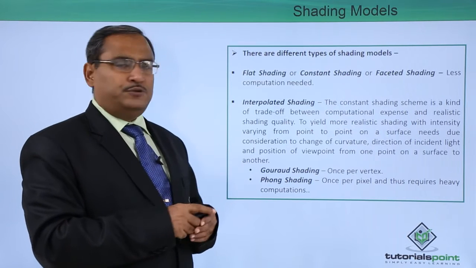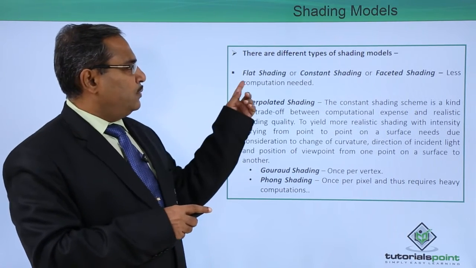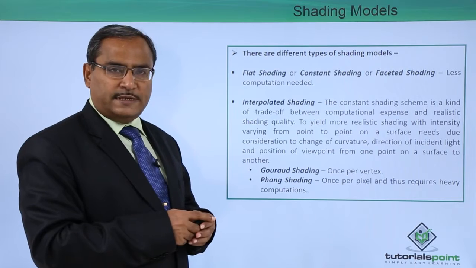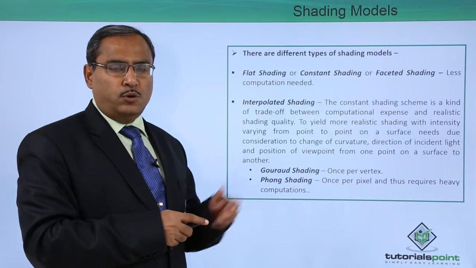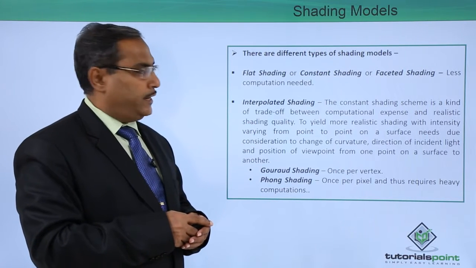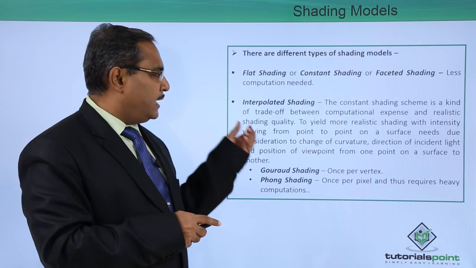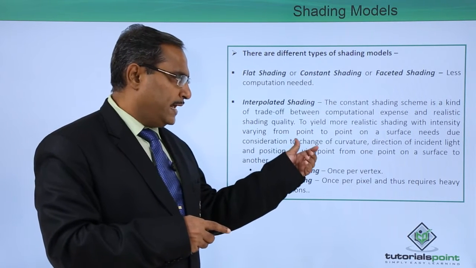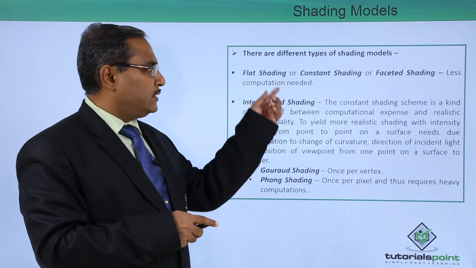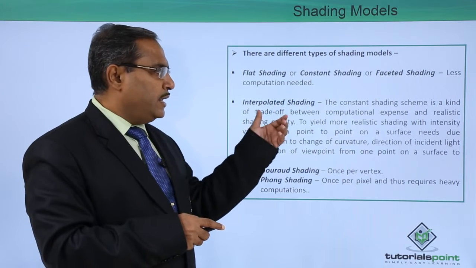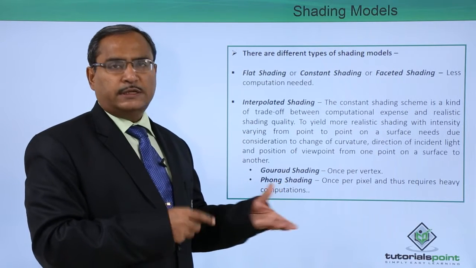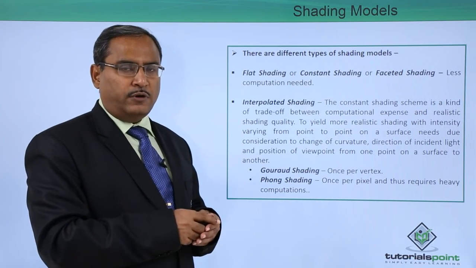So there are different types of shading models. The first one we are considering is flat shading, or constant shading, or faceted shading. Less computation will be needed for all these cases. Next, we are going for interpolated shading. The constant shading scheme is a kind of trade-off between the computational expense and the realistic shading quality. Here the computational complexity is very high. If you go for more computational complexity, then you are going to get realistic shading for the object.